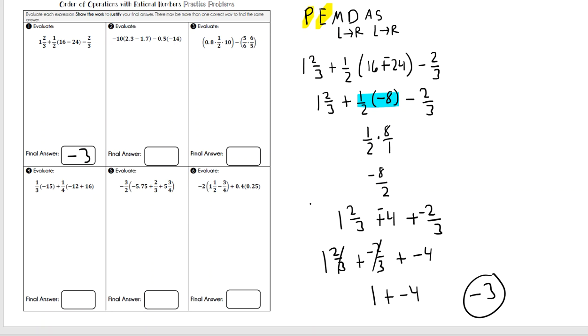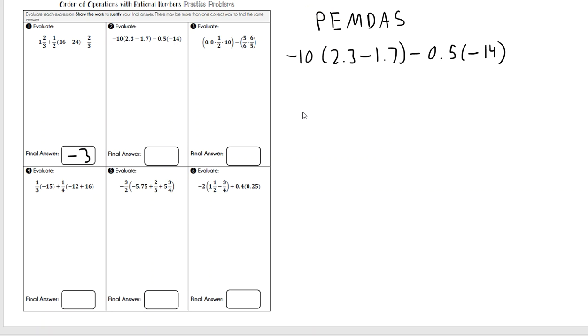Okay, let's go ahead and do number 2. Number 2 says negative 10 times 2.3 minus 1.7, that's what's in our parentheses, minus 0.5 times a negative 14. Remember, anytime a number is right next to a parenthesis in math, that is implied multiplication. So to follow the order of operations here, we start with the parentheses.